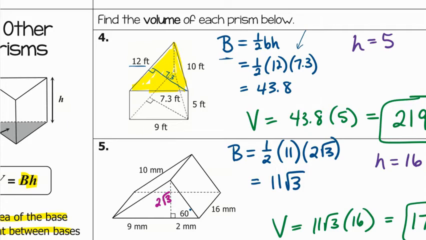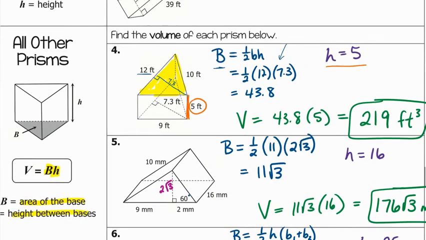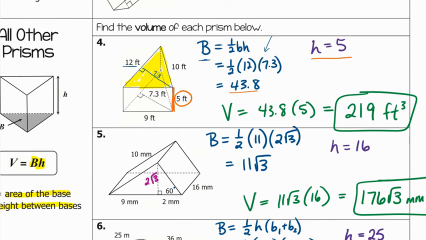And then remember, to get the height of your prism, you want the distance between the two bases. So if I'm going from triangle to triangle, then the height of my prism is 5. So that's where I get this. Then to find our volume, I do area of the base times the height, and we get 219 feet cubed because it's the volume.